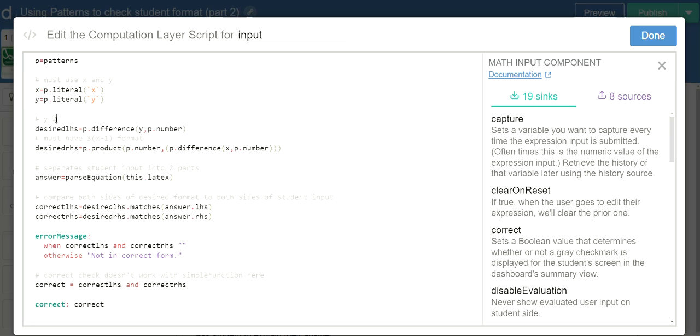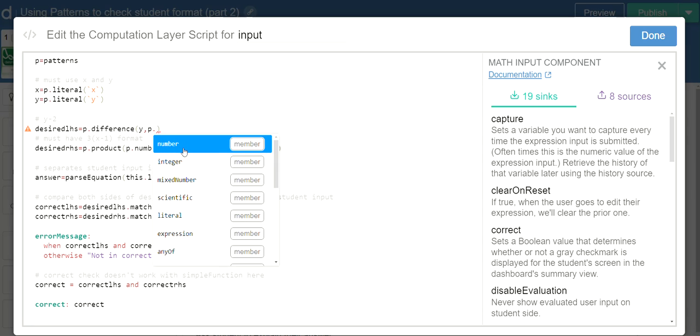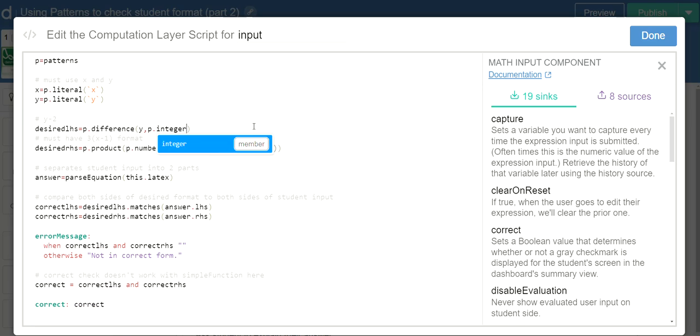First, the left-hand side. I have a little note here. What I want students to type in on the left is y minus 2. So my left-hand side is going to be a difference of two terms. The first term I want to be y. The second term I want to be a number. This can be a number, or again, it can be an integer. It depends on how you want to talk about your formatting there. So right here, we'll take care of the desired left-hand side of the equation, which we want to be y minus 2. On the right-hand side of the equation, the format we want is 3 times x minus 1.